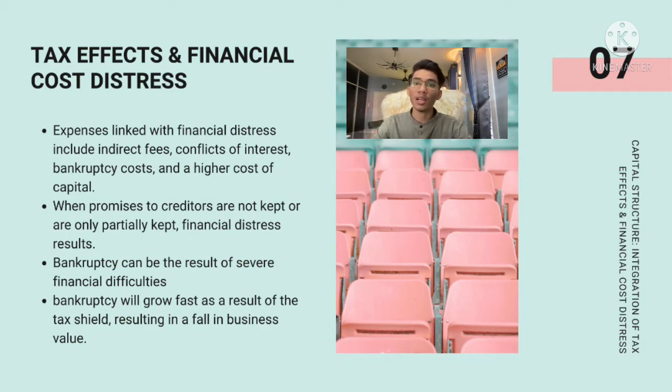The risk of distress is low in this case due to the low present value of distress cost. Thus, each rise in the value of the loan increases the present value of the tax shield. It will eventually match the growth in the present value of distress costs. Here, bankruptcy costs will grow fast as a result of the tax shield, resulting in a fall in business value.